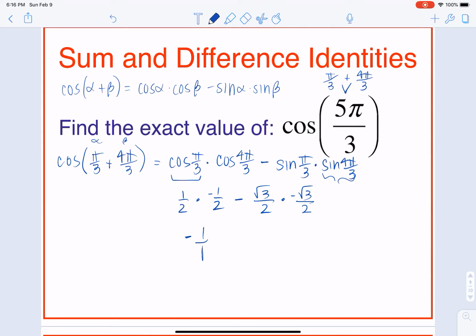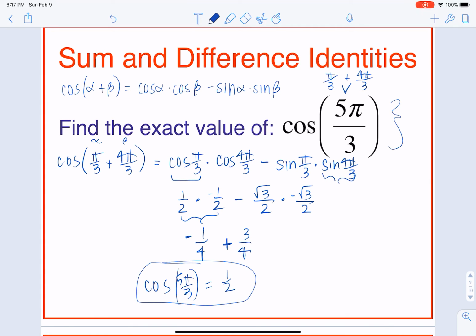So here I'm left with negative 1/4 when I combine these, minus, so negative square root of 3 times negative square root of 3 is actually going to give me plus 3 over 4. So cosine of 5 pi over 3 is going to leave me with 1/2. And if we go back, we can see that this is one of the nice values that we know on our unit circle. So we just went back and verified these sum and difference identities.